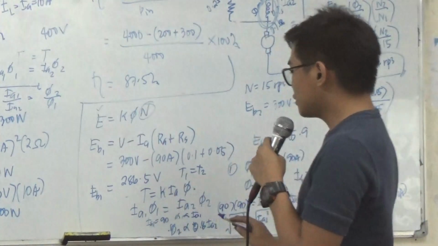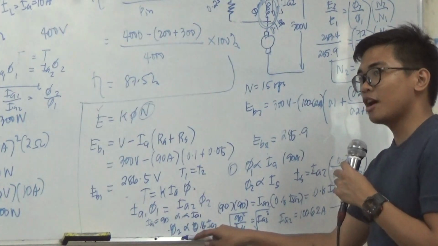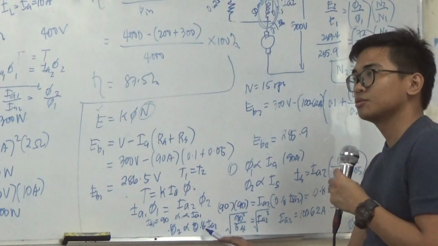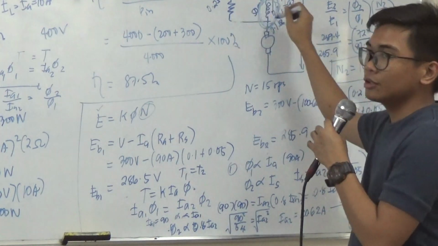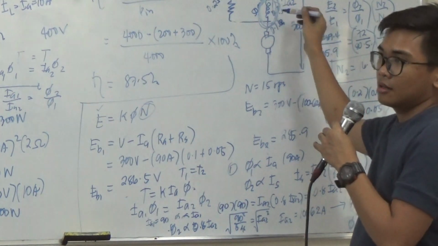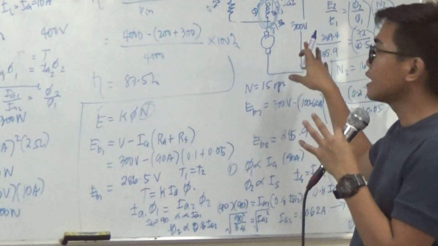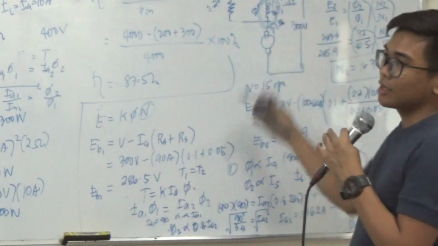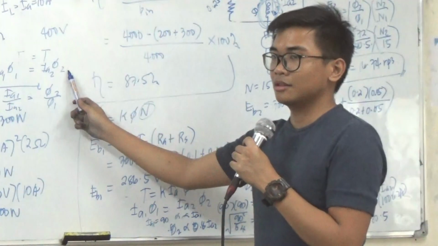Then, yung second condition naman, sabi, flux 2 is proportional to the field current pa rin. Ito pa rin yun. Naglagay ka ng diverter, so you need to compute yung bagong field current. Hindi natin alam kanina na magbabago pala yung main current dahil sa condition ng torque.